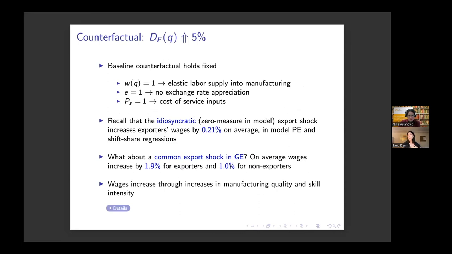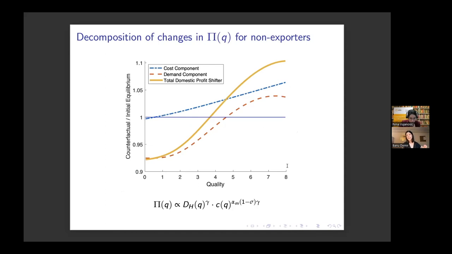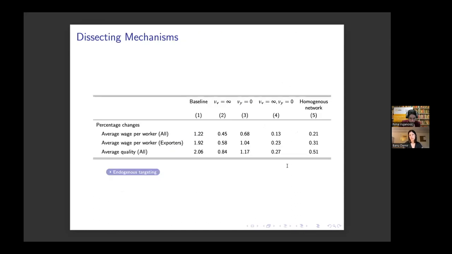Right, now we can consider a 5% shock. Not an idiosyncratic shock, but all exporters in the country receive this 5% shock. We find that through the lens of the model, average wages increase by 1.9%, and it increases even for non-exporters, which have not received this shock directly. So this is the general equilibrium amplification of the shock. And both the demand and cost component for quality upgrading are contributing to this result.